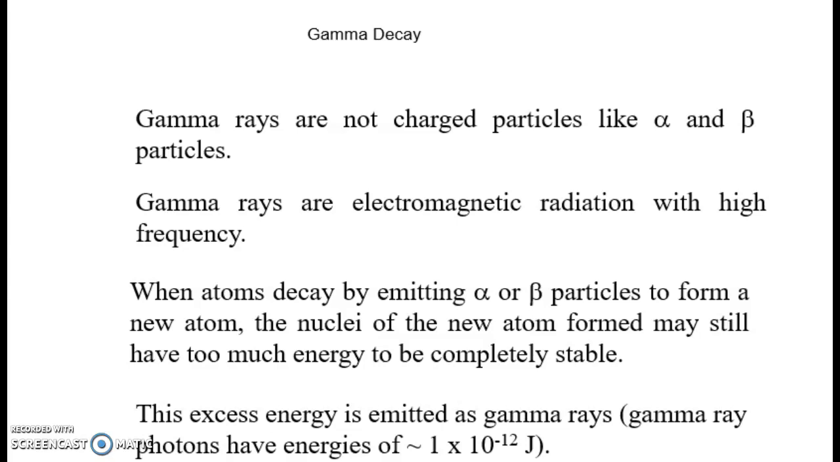And when atoms decay by emitting alpha or beta particles, they form a new atom. And the nucleus of the new atom formed may still have too much energy to be completely stable. And that's when you get your gamma.